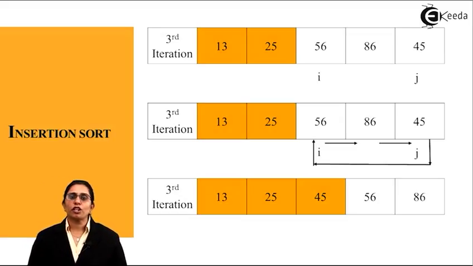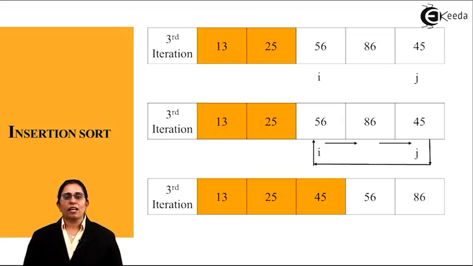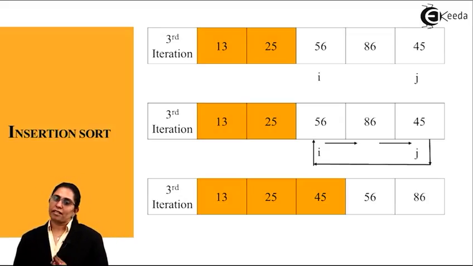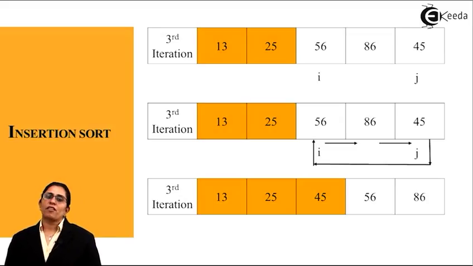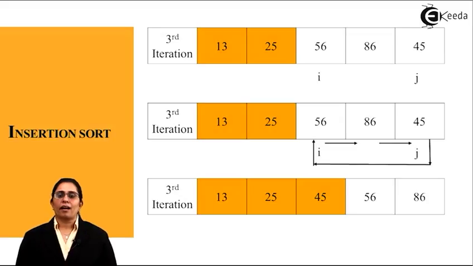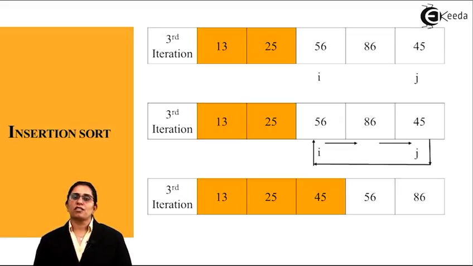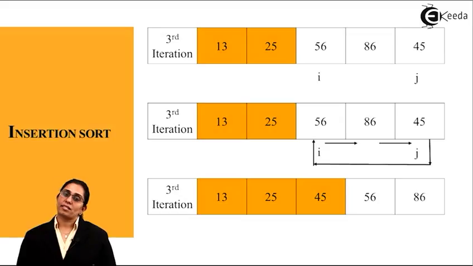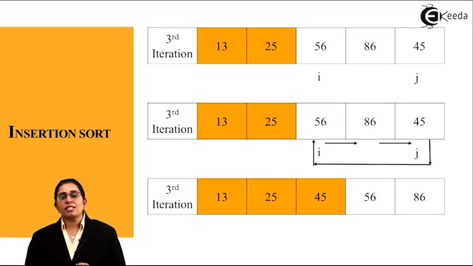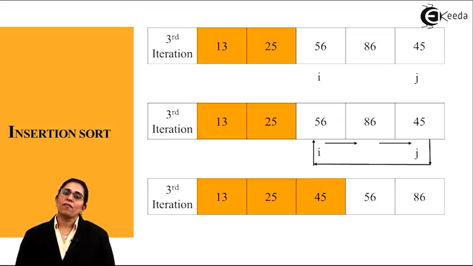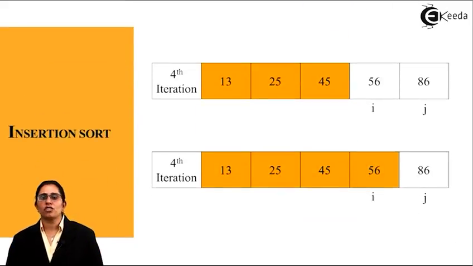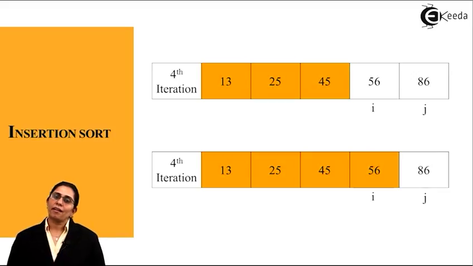So now my sorted zone has increased to 3 elements and my unsorted zone is reduced to 2 elements. But we can see and we can predict that 56 and 86 in the unsorted zone are already sorted, but still we have to apply the insertion sort method. We see that 56 is less than 86, so again there will not be any insertion applied over here. So my fourth iteration gives me 13, 25, 45, 56 and 86.